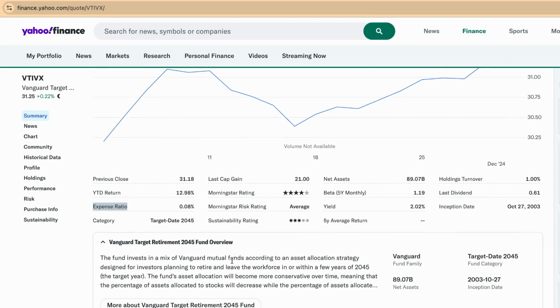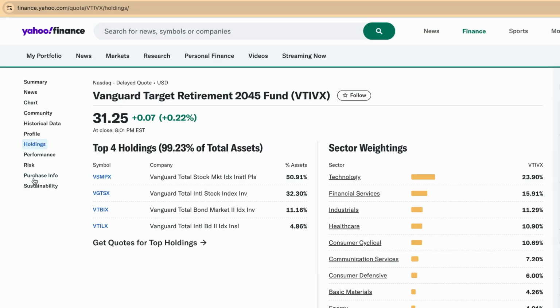If you look at the overview, it's a very similar strategy, but here's how these target date funds work. It's designed for investors planning to retire and leave the workforce in or within a few years of 2045, the target year. The fund's asset allocation will become more conservative over time, meaning that the percentage of assets allocated to stocks will decrease, while the percentage of its assets allocated to bonds will increase. So what you will see in the composition of this particular fund is a separation of stocks and bonds. Let's head to holdings to see what that looks like.